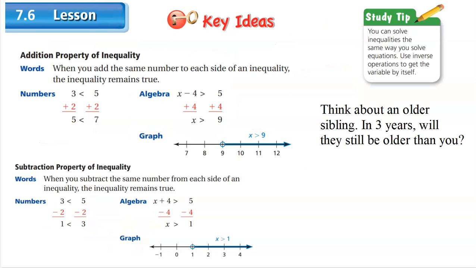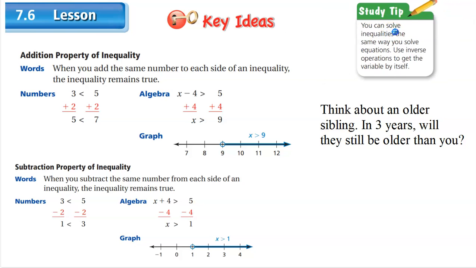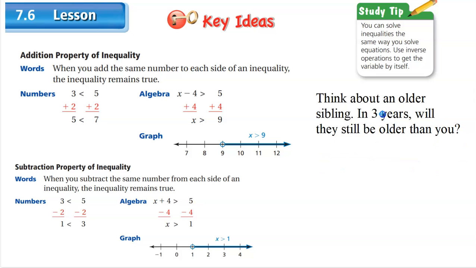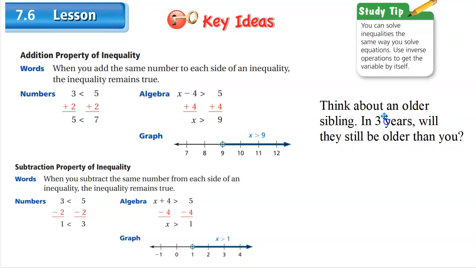Okay, this is the information in your textbook. I want you to see that this is super important. You use inverse operations to get the variable by itself. And I want you to think about this. It's not an equation anymore that shows that two sides are equivalent. It shows that two sides are actually out of balance, right?